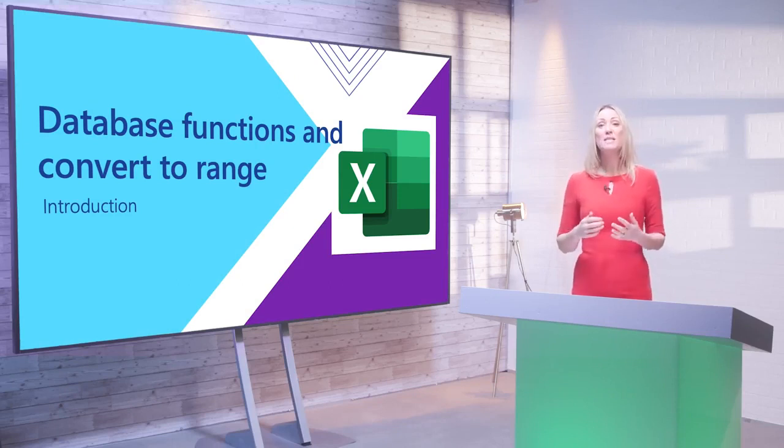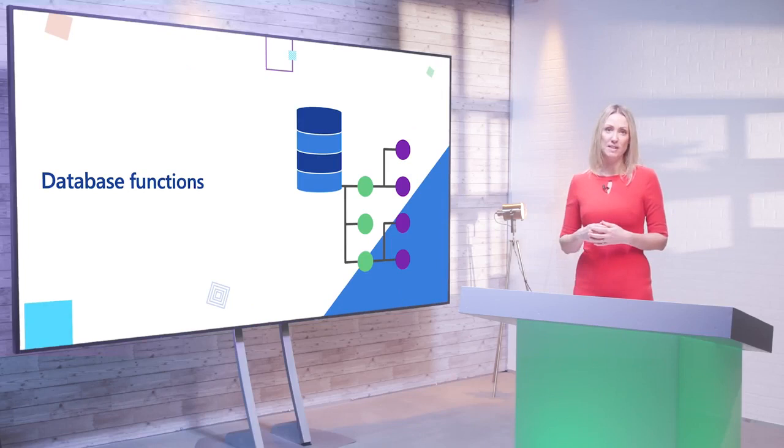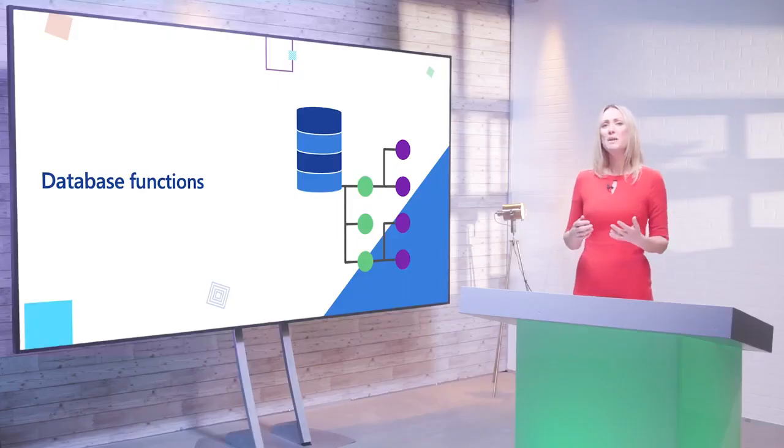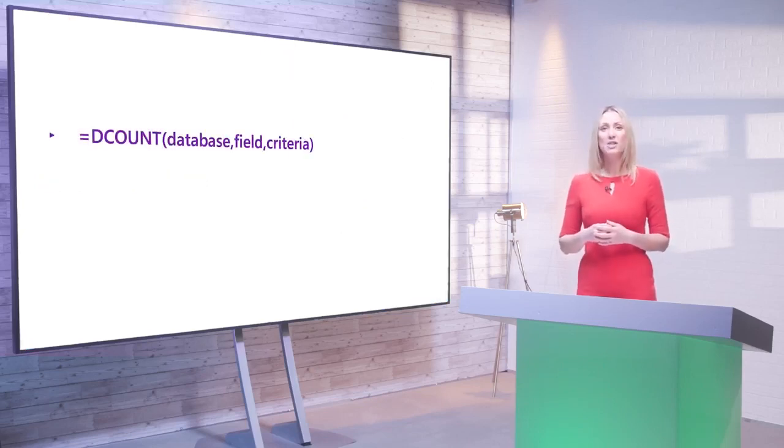Now let's see how we can use database functions to perform operations on a smaller set of data. Database functions are similar to subtotal functions in that you can use them to perform common operations on a specified subset of data. However, one difference is that unlike with the subtotal function, where the criteria is whether the data is hidden or not, with database functions you use criteria for the data in each column of your data set. The syntax of a typical database function is =DCOUNT(database, field, criteria).